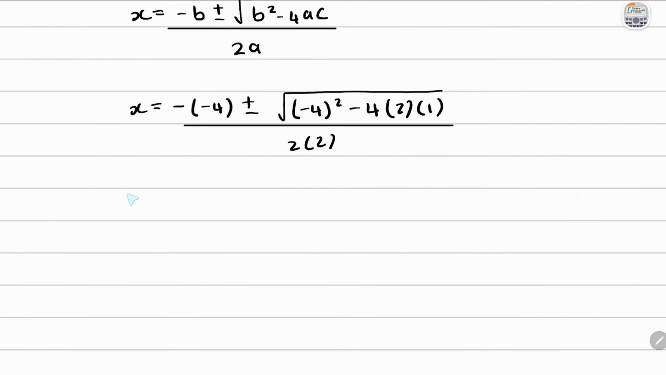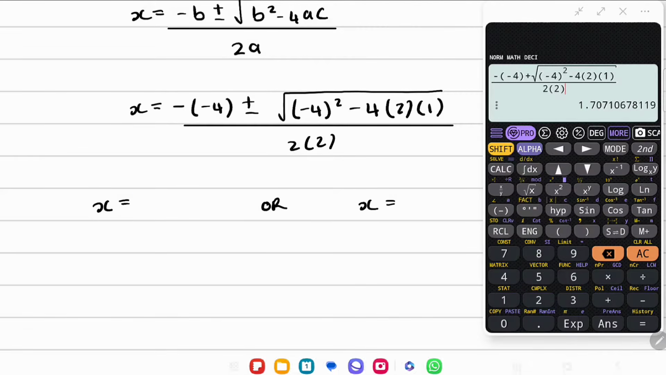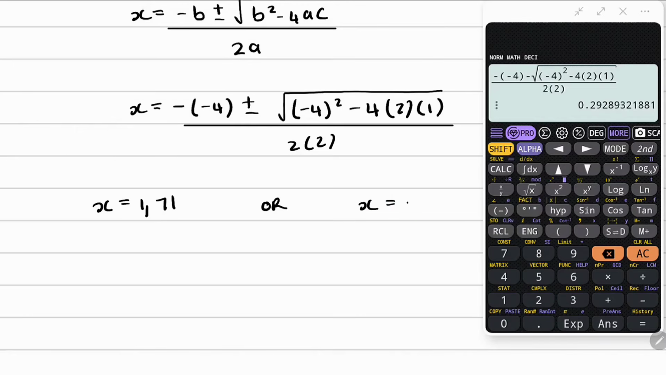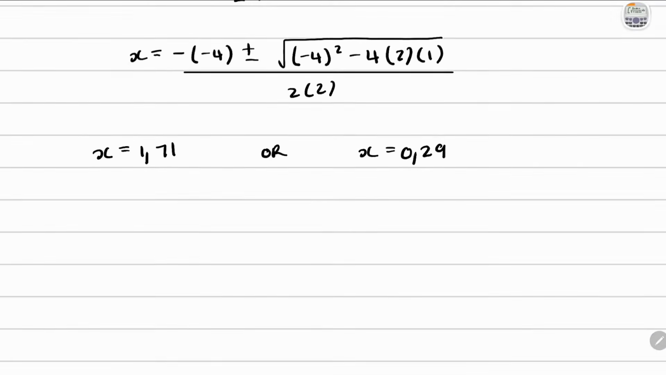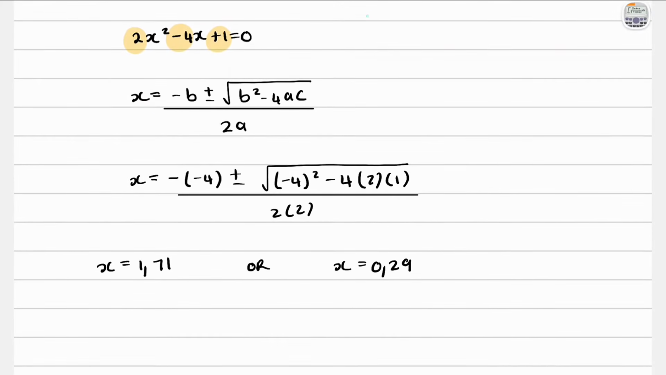So there we go. Just punch that into your calculator, and then we're going to get our 2 solutions for x. The answer will be in surd form, but in decimal form, that is 1 point, and rounding off to 2 decimal places, that is going to round up to 71. And then to get the second solution, we're going to change that to a minus, and now we get 0 points, and that is just going to stay 29, because the 2 falls away since it rounds down. So those are our answers, and we move on to the next question.